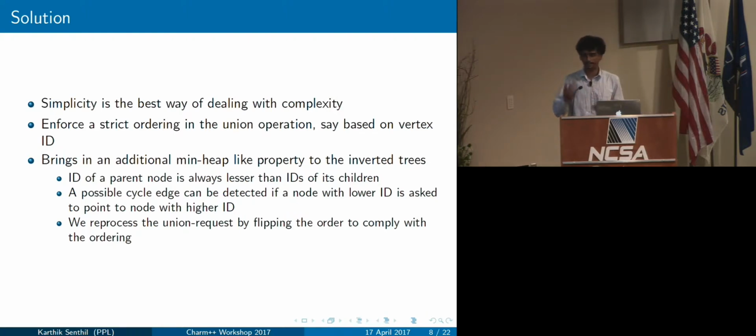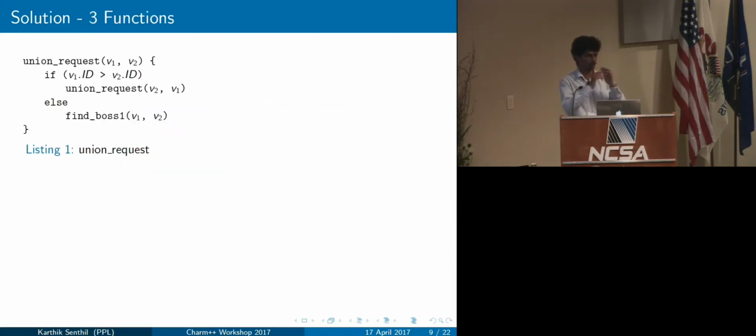So now it is easy to detect a possible cycle edge in your tree construction. This is because if a lower ID vertex is being asked to point to a higher ID vertex, it means that it is a possible cycle edge or a back edge. And in order to comply with our strict ordering policy, we reprocess this request by flipping the order of the request. So we have three important functions which form the core of the entire algorithm.